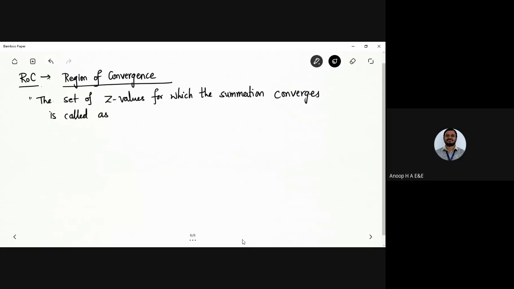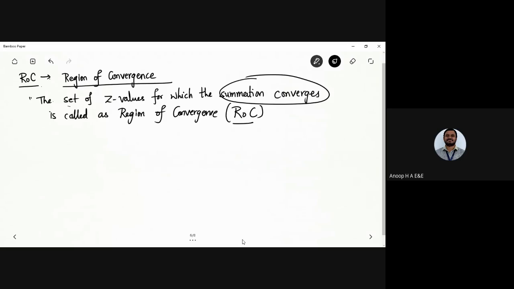Called the region of convergence, ROC. Okay, so when I talk about the summation converging, I have the set of Z values. You certainly define it as the region of convergence. So let us analyze whatever I have written here.